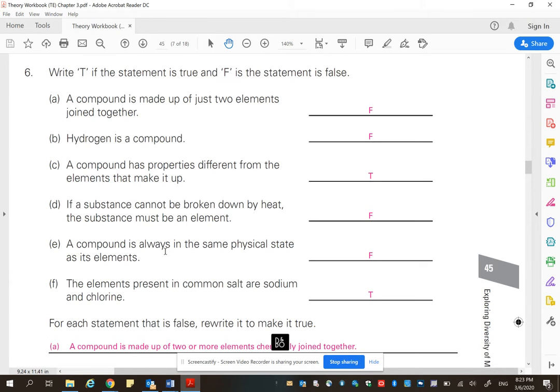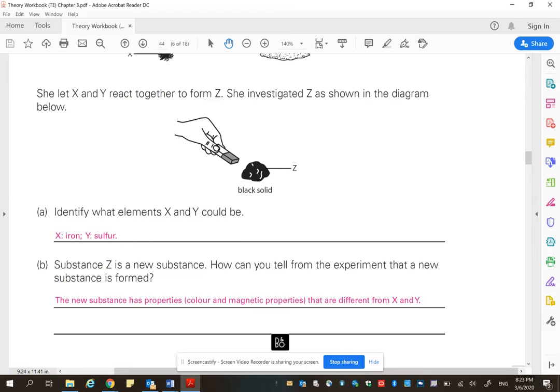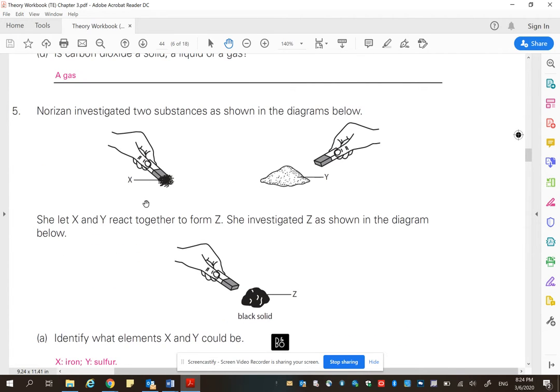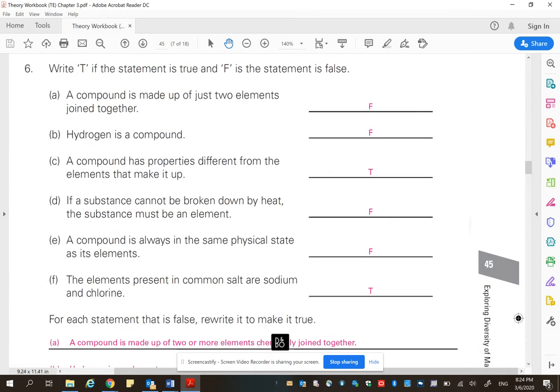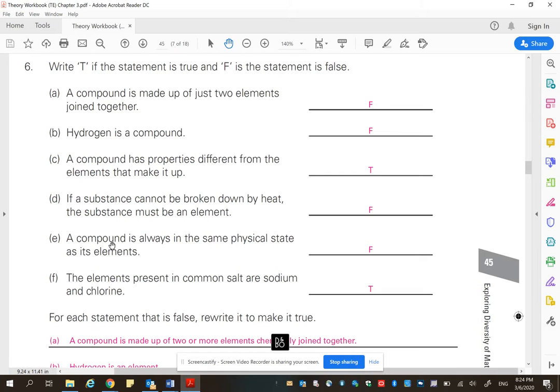A compound is always in the same physical state as its elements. That is false. I told you before, a compound is completely new. It's very different from its elements. Like the previous example, can you see this black solid here? The compound is very different from the starting elements, completely new. So remember, it's completely new. That's why for part E, a compound is always in the same physical state, is false. It's completely new, not the same.